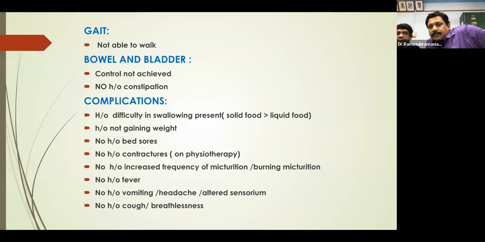No control is achieved. Then complications. Except for feeding difficulty and poor weight gain, no other specific complications. By history, they have started on physiotherapy, though. So you mean to say that there is no contracture?